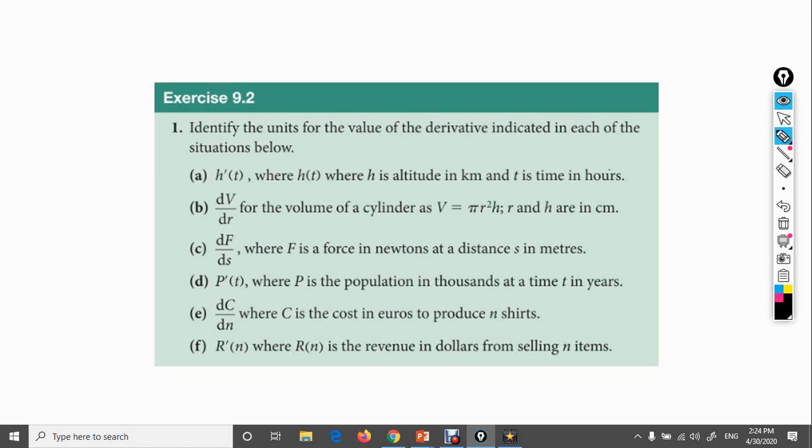Okay, guys, so after that example that we just saw, you're going to find exercise 9.2. Please do the problems in the section, and if you have any questions, I will be happy to help you out.